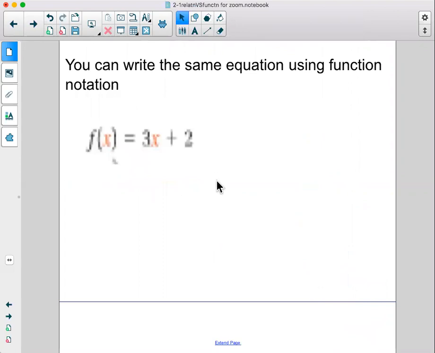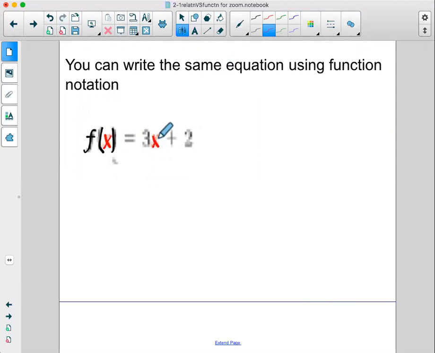So you can write the same equation. This is the same exact equation, but you can write it using function notation. So this is f of x, meaning I'm putting x into the function called f. And so my input goes into this function, and the input value gets multiplied by 3 and then added to 2, and then spits out an output. So this is the same meaning, f of x instead of y, f of x instead of output. This means the function of x, meaning the output is written in terms of what it does to the input.